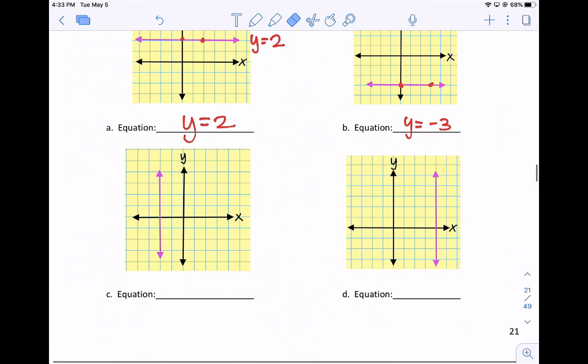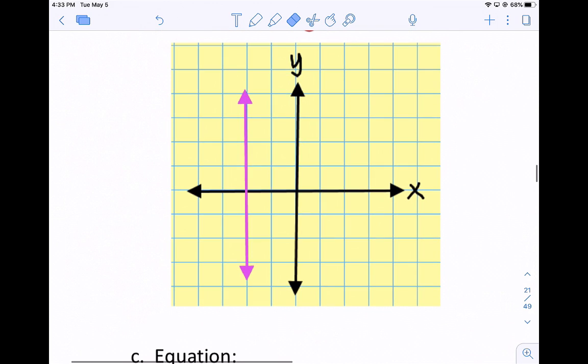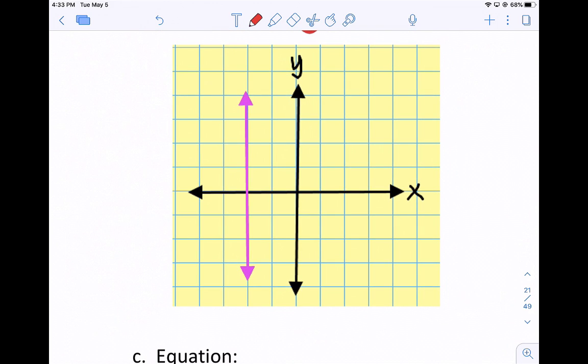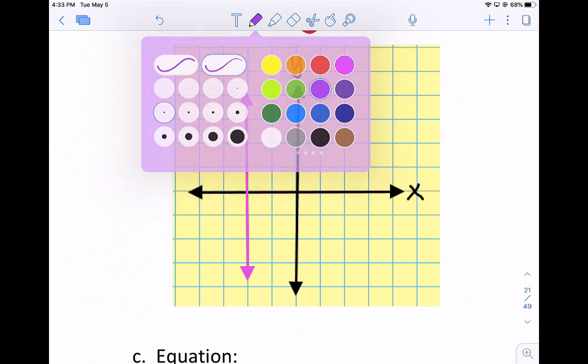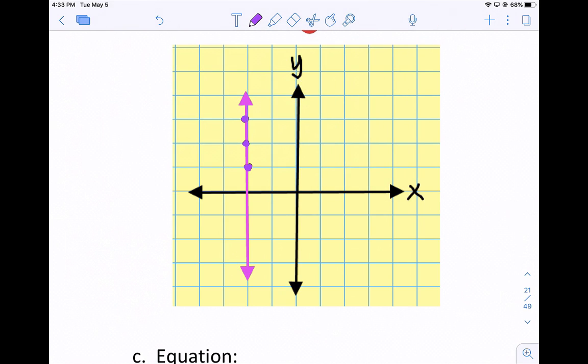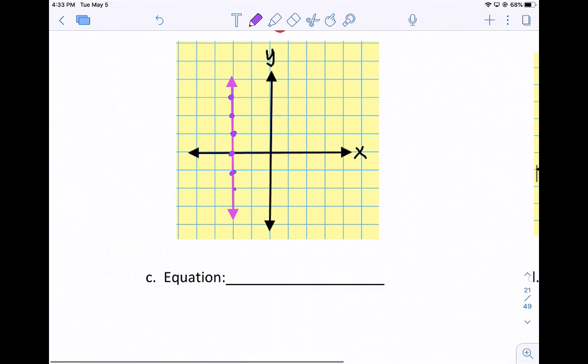Okay, let's take a look at our vertical lines here. And this has no y-intercept for this line, but I might ask you, what are all the x values on this line? And it doesn't matter what the y values are. Everywhere on this line, the x value is negative 2. So we say this line is x equals negative 2.